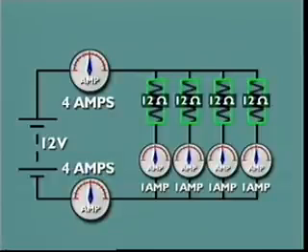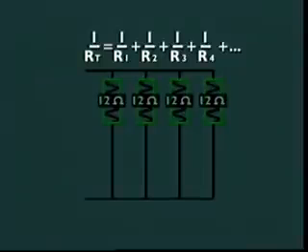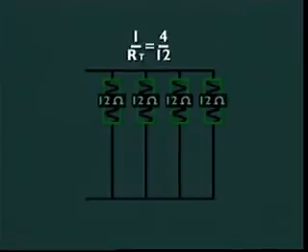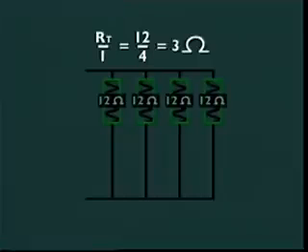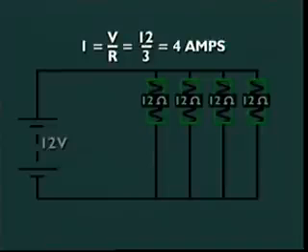Total resistance of a parallel circuit is found by turning all the resistances upside down to make fractions called reciprocals. In this case, each 12 becomes 1/12. The 4 twelfths are added together, and the answer turned back up the way it was. 3 ohms is the total resistance in the circuit. Ohm's law confirms the ammeter reading of 4 amperes.